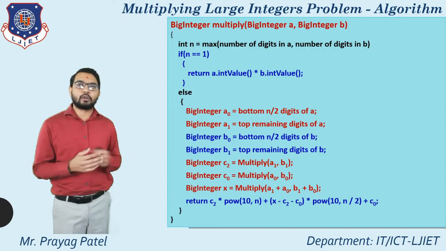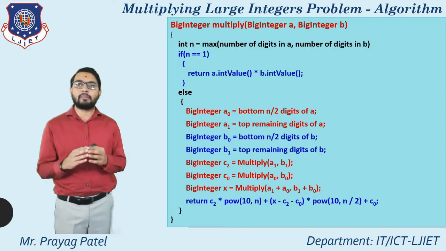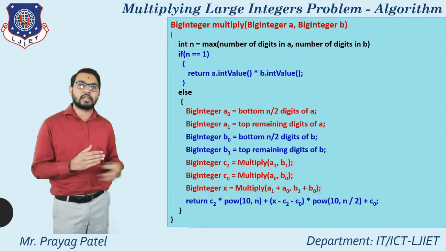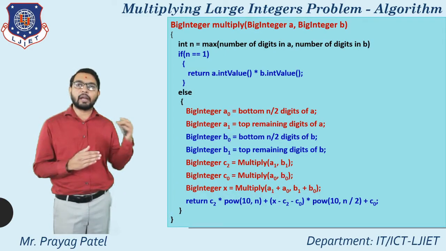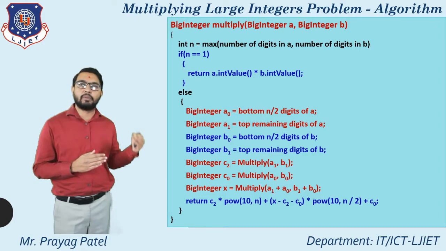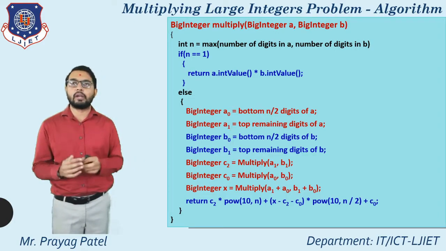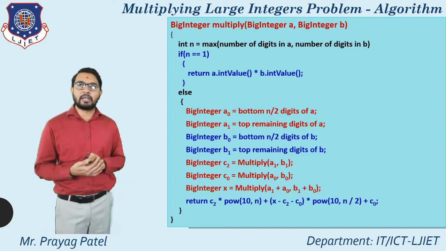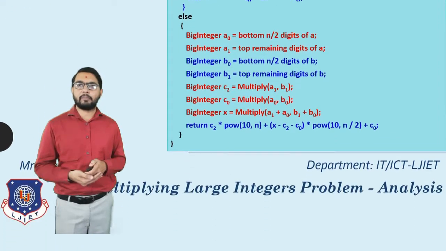According to this algorithm, you can divide the problem into subproblems and then the subproblems can be solved recursively. This process will be done recursively, because here n is the total number of digits. So n divided by 2, n divided by 2, this process continues until n equals 1. According to this, you can multiply the large integers.